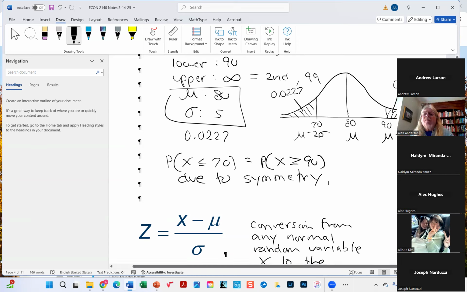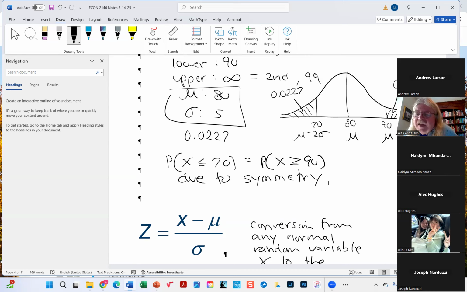Going back to what I was saying before about those tables, the thing about the normal distribution is that there's actually an infinite number of possible normal distributions, because you can have an infinite number of means and an infinite number of standard deviations. So you can't realistically have an infinite number of normal tables. The standard practice is to have a table for the standard normal distribution.